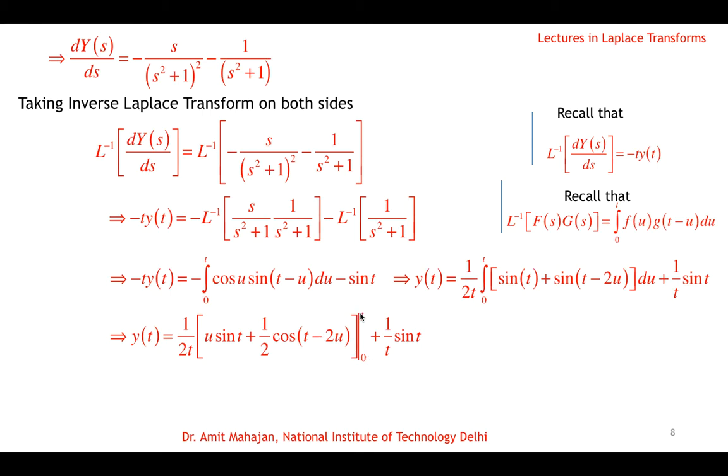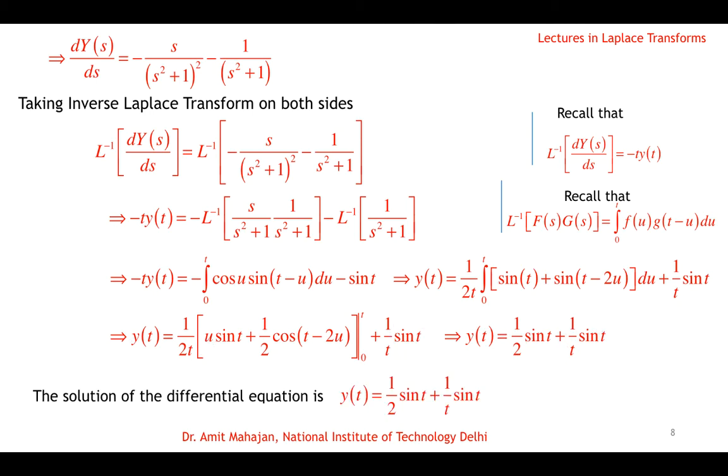These are limits of u, so this term becomes t sin t for the upper limit, and for the lower limit u is 0, so this term is 0. Putting u as t minus u as 0, this term will cancel out, upper limit minus lower limit is 0. So we end up with half of sin t, because this t will cancel out, and plus 1 by t sin t is already there. So this is the solution of the differential equation: y(t) is half sin t plus 1 by t sin t.